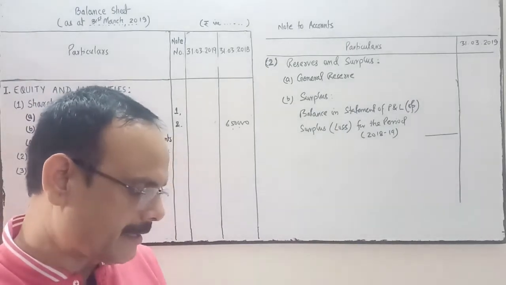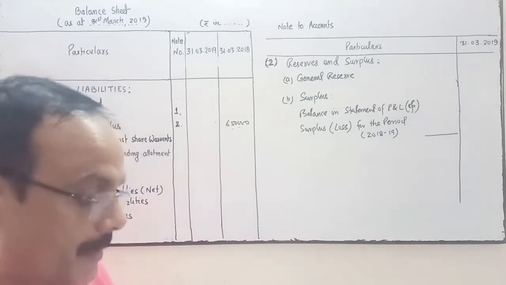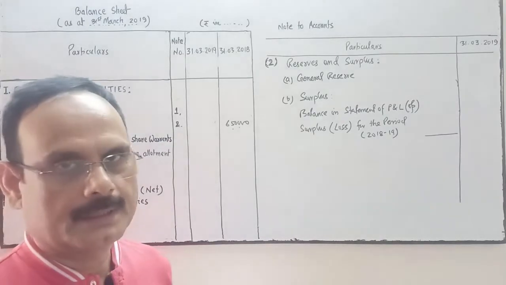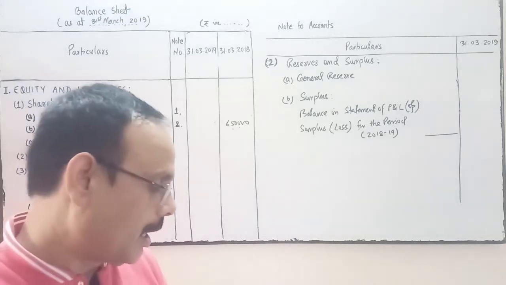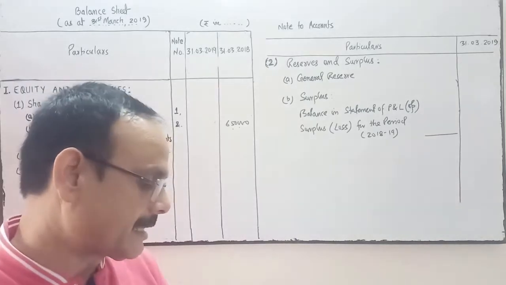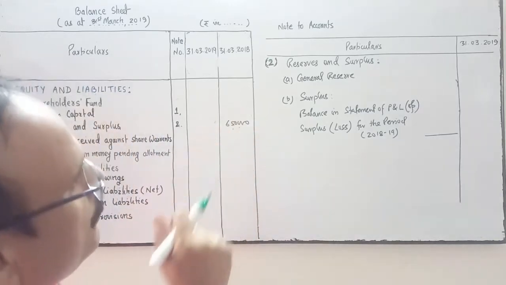During the year ended 31st March 2019, it incurred a loss of rupees 3,20,000. Current year there is a loss of rupees 3,20,000. How would you show this item in the balance sheet and notes to account? So come to the notes to account first.